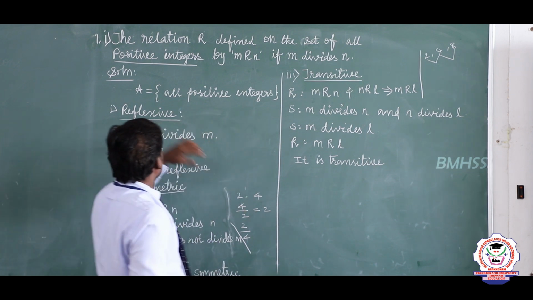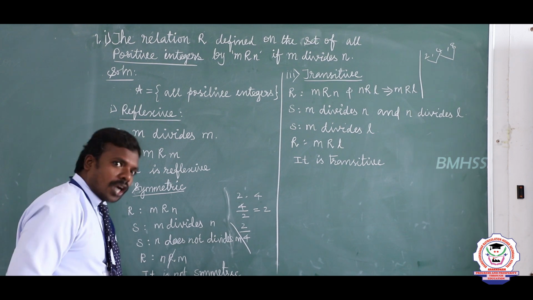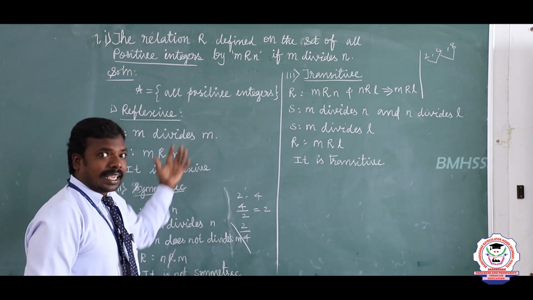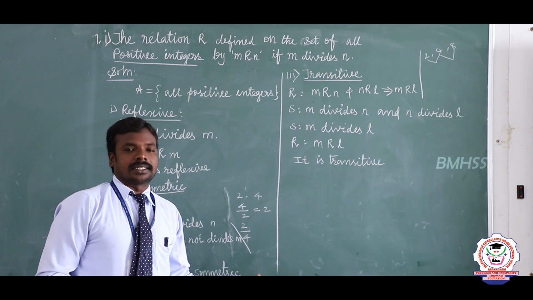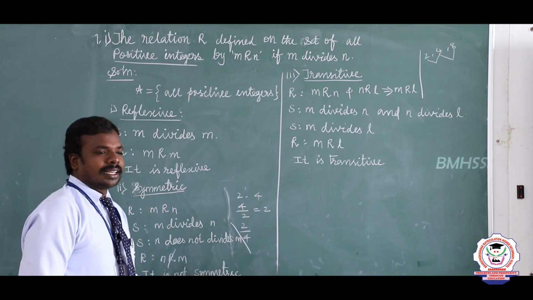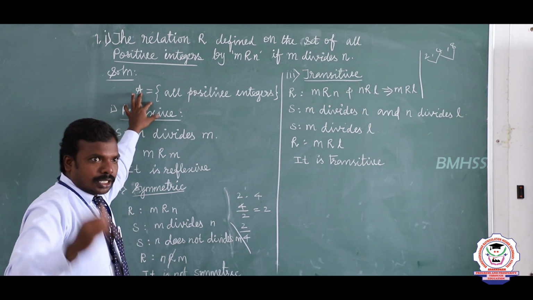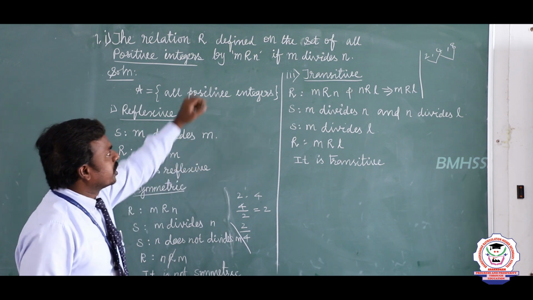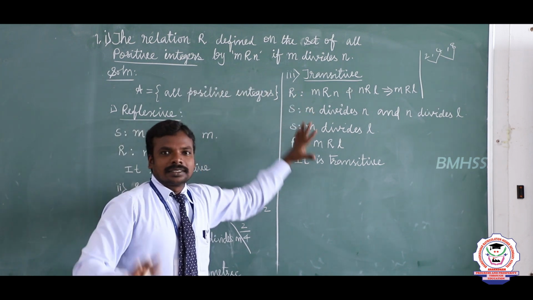Now you check: it is reflexive, but it is not symmetric. If it satisfies these three conditions, it has a special name, equivalence relation, but it is not equivalence because it is not symmetric. Listen once again. To check reflexive, we need only one element. To check symmetric, we need two elements. To check transitive, we need three elements. That's it.